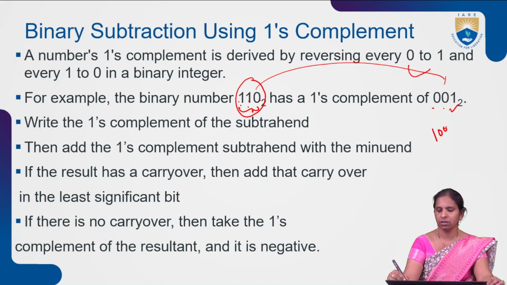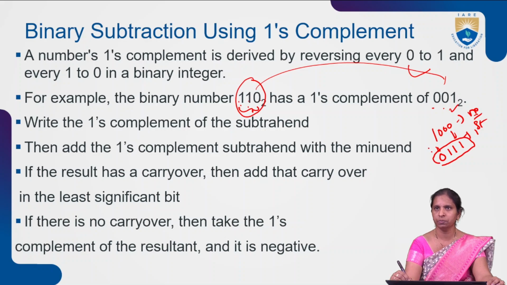Similarly, 100 is a binary number. Then what is its 1's complement? Reverse 0 by 1, and here 1 by 0, and here 1 by 0. Therefore, this is nothing but the 1's complement of the binary number 100.